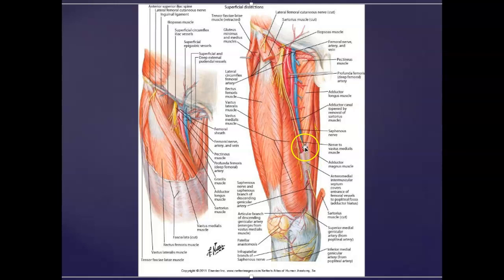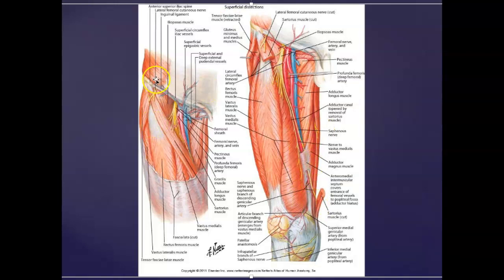So this again is where the femoral artery is going to pierce through the adductor magnus on its way to the popliteal fossa, so you'll be able to see that one. Again, attaching from the pubic ramus down to the linea aspera, and then down toward the adductor tubercle as well.